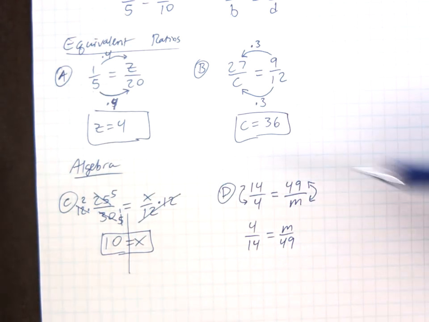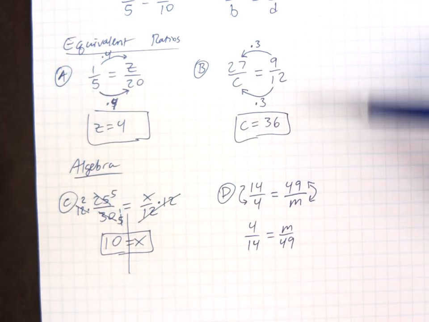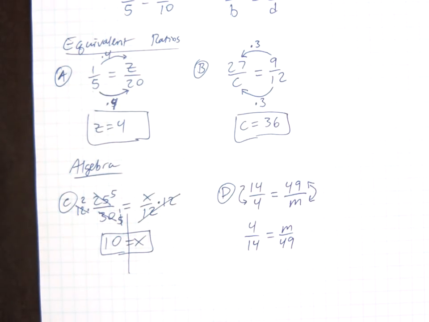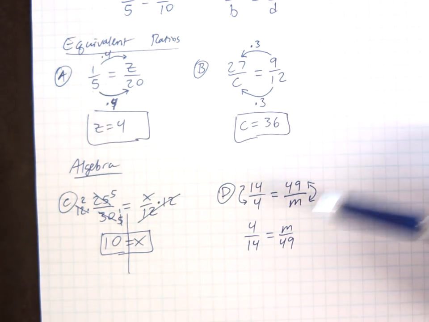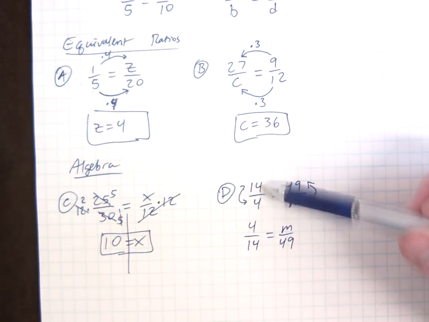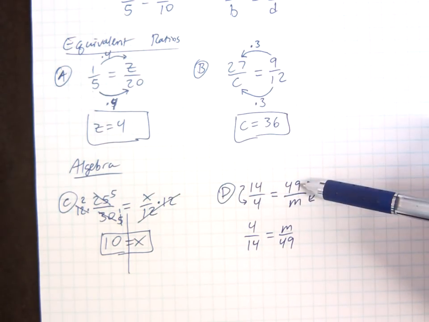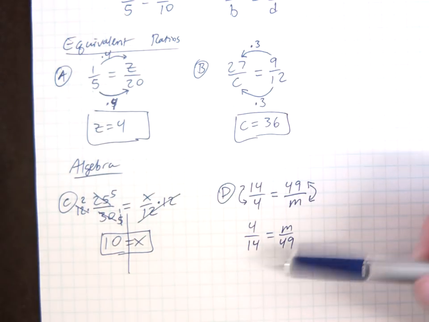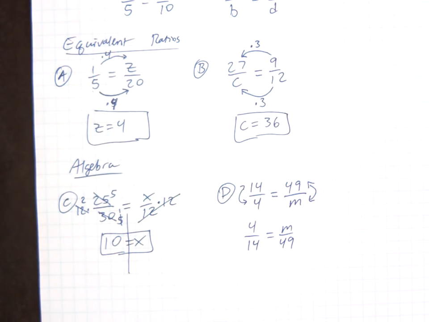Now why can I do that? Well, for the same reason when we made our ratio tables, it didn't matter which one you put in the numerator and in the denominator as long as you kept them the same. Right? 14 divided by 4 is going to give you that relationship, that unit rate, just like 49 divided by M will. But if you flip it around, remember when we were comparison shopping, you could compare dollars per pound or pounds per dollar. As long as you keep it straight, it doesn't matter. So in this case, we're just flipping it around so that it's a little easier to work with algebraically.